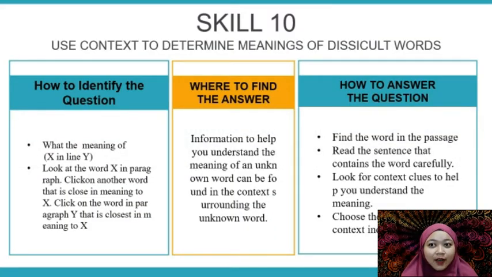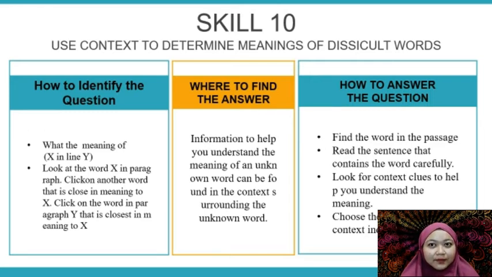How to identify the question on both paper and computer tests. What is the meaning of X in line Y? The word X in line Y is closest in meaning to blah blah blah. On computer tests only, look at the word X in paragraph Y. Click on another word that is close in meaning to X. Click on the word in paragraph Y that is closest in meaning to X.